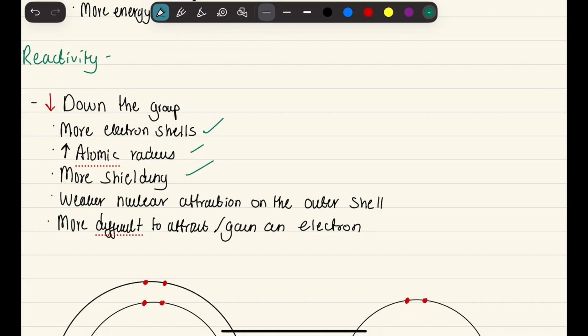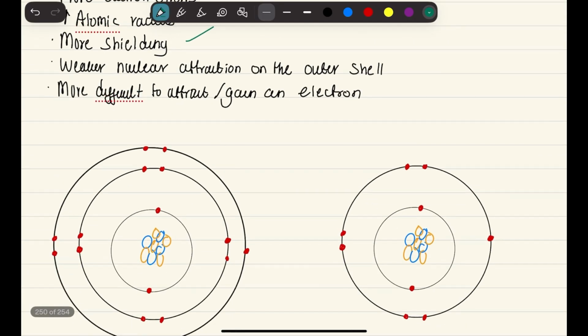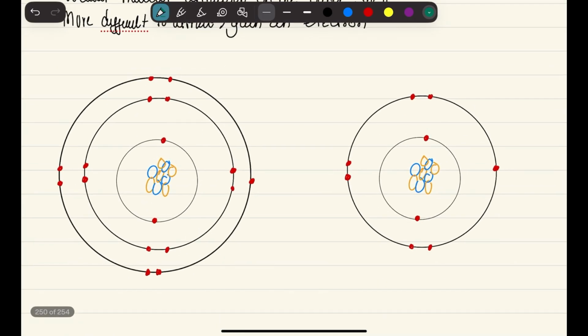And then what we're going to say is that means that the attraction from the nucleus on the outer shell is weaker. And if that is the case, then it's going to be more difficult to attract an electron, to gain an electron, to form that 1 minus ion. Right? So as you can see here, we have 2 molecules, both halogens, both have 7 electrons in the outer shell.